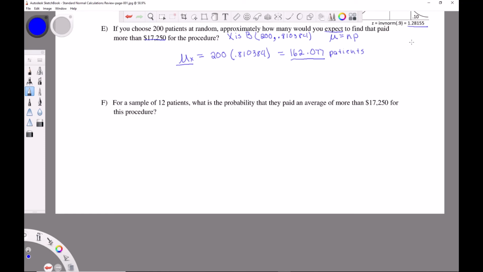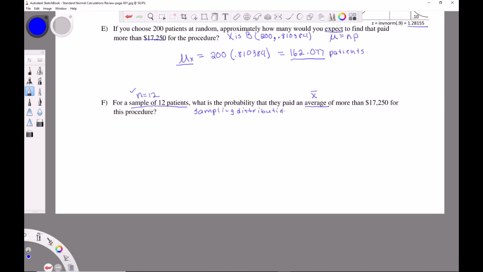All right, now this is going to be different. For a sample of 12 patients, all right, n equals 12 is a sample of 12 patients. What is the probability that they paid an average of more than 17,250? All right, this is an X bar for 12 patients. So this problem is not just straight standard normal curve. This is a sampling distribution question.